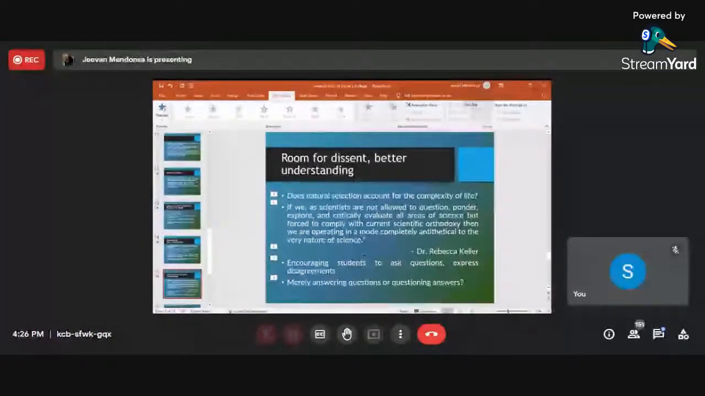So I'm quoting here Dr. Rebecca Keller, who says, if we as scientists are not allowed to question, ponder, explore, and critically evaluate all areas of science, but forced to comply with current scientific orthodoxy, then we are operating in a mode completely antithetical to the very nature of science. And I fully agree with her.